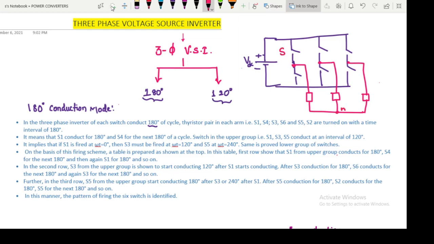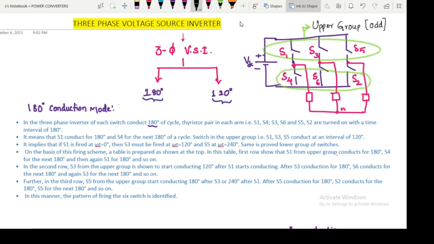Here these are the switches: switch 1, 3 and 5, and here switch 2, switch 4 and switch 6. These are the upper side switches, the upper group switches. You can see that the upper group switches are odd numbered switches: S1, S3 and S5. Similarly, you have the lower group switches, which are even numbered. So odd numbered switches are upper group switches, and even numbered switches are lower group switches.